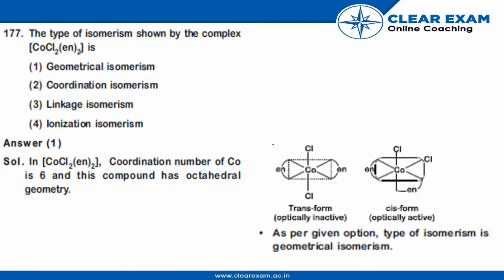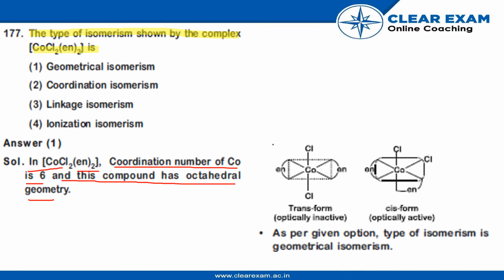We have to find the type of isomerism shown by the complex [Co(Cl)2(en)2], right? So let us see how the compound can be represented. In [Co(Cl)2(en)2], the coordination number of Co is 6, and this compound has octahedral geometry, right? So let us see how it is octahedral geometry.